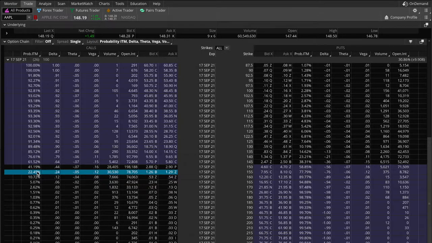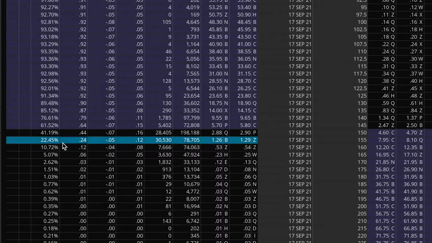In fact, if you come over here, this percentage, 22.45%, is, as of right now at least, the chance of Apple stock rising above the strike price here, above 155 by the expiration date. So if there's only a 22% chance of that happening, then taking the inverse, there's about a 78% chance of that not happening. A 78% chance that Apple stock will be below 155 by September 17th. That's what I want. So I have an almost 80% chance of making a full profit on this position.